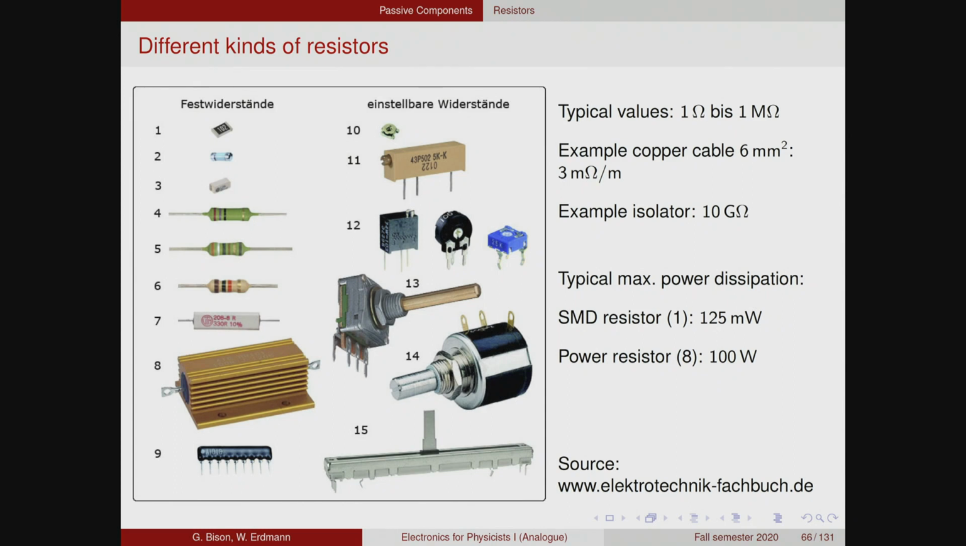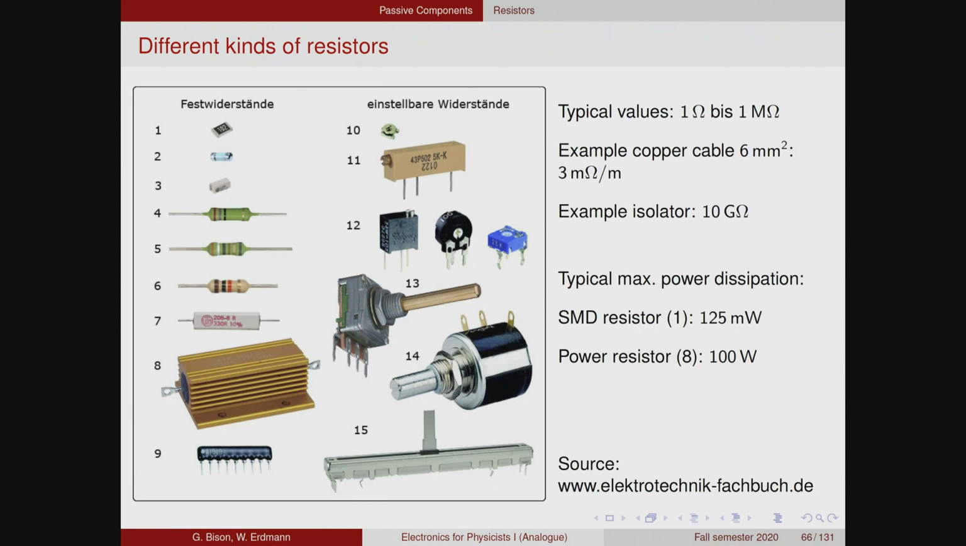And the more heat you generate in your resistor, the larger the resistor has to be, because this heat has to go somewhere. If you generate the heat in a very, very small volume, then the resistor will simply melt. And so for that reason, resistors are typically characterized by the power they can dissipate. Typical values are between 1 ohm and a megaohm.